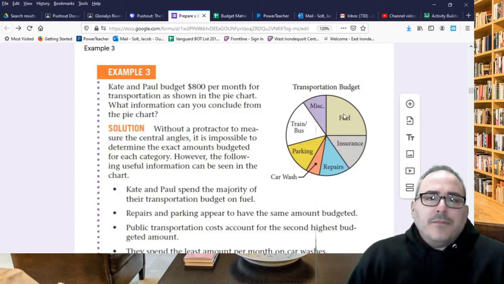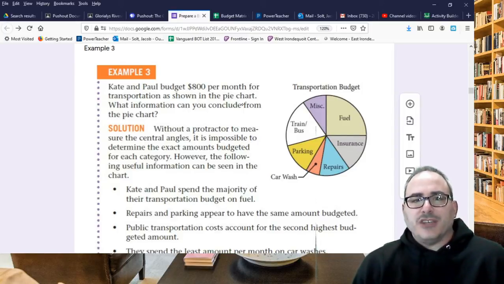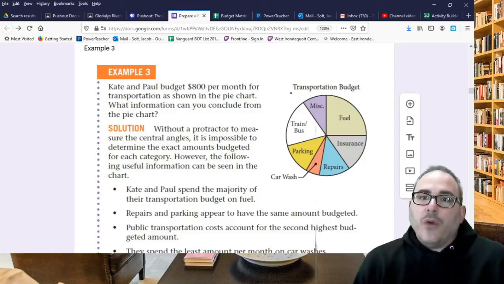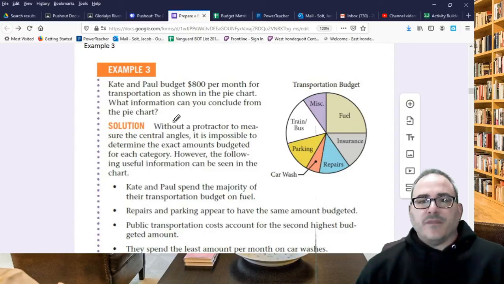Kate and Paul budget $800 per month for transportation as shown in the pie chart. So where is transportation? I see. The whole thing is transportation. The whole transportation budget is going to equal 800 buckaroos. All right. What information can we conclude from the pie chart?